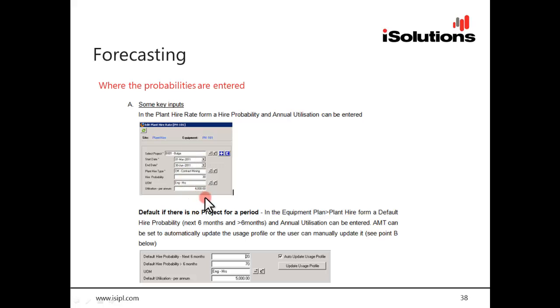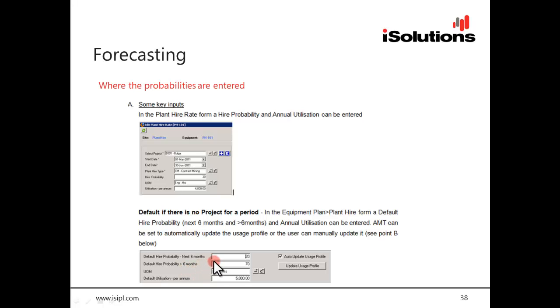Now where you don't have a future project, let's say you've got a machine and it's under a project now, but it runs out in 3 months' time and there's nothing assigned to it thereafter. What probability do we assume that you are going to find a project for that equipment? And so in the base details section in AMT, where you set up the equipment, you have the ability to put a default probability for the next 6 months and a default probability for greater than 6 months from now.